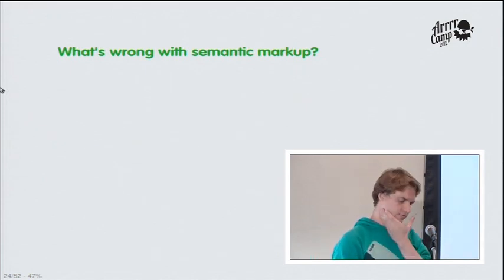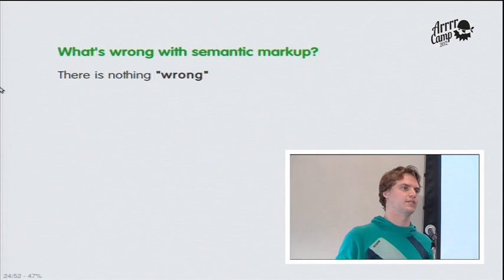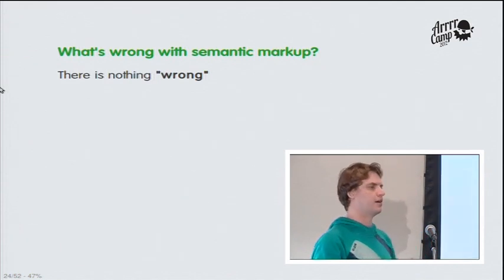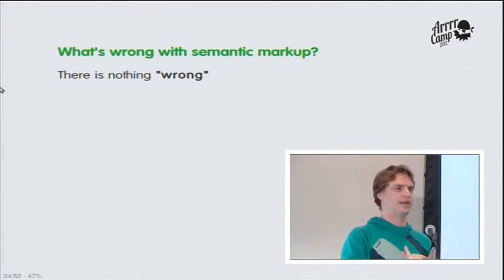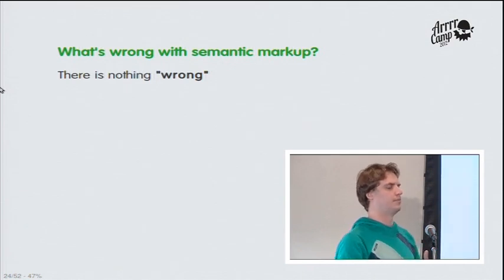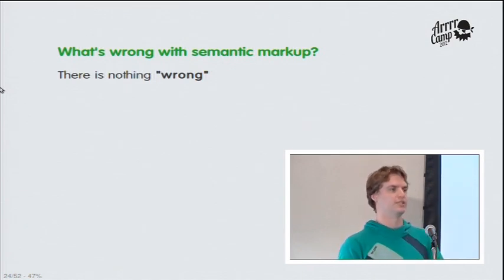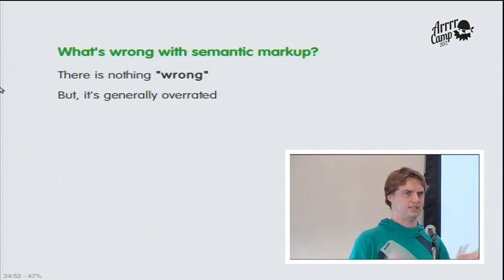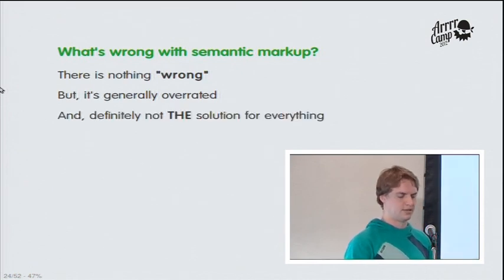So what do I think is wrong with that? I mean, there's nothing wrong with it. Don't get me wrong on that. There are a lot of use cases where semantic HTML makes a lot of sense for screen readers and for search engines, but these are always very particular use cases, and I had the feeling that it's always presented as this global solution for everything, and I think that's just generally overrated. It's definitely not. I mean, definitely do use semantic markup where it makes sense, but be a little bit more careful.